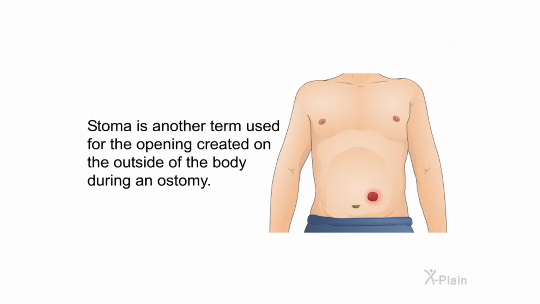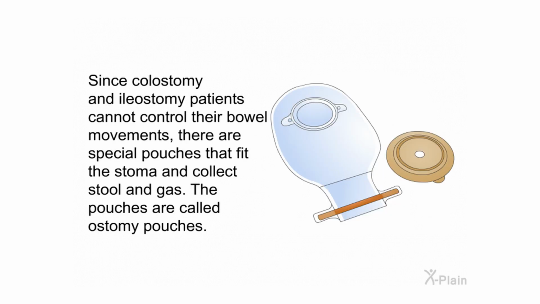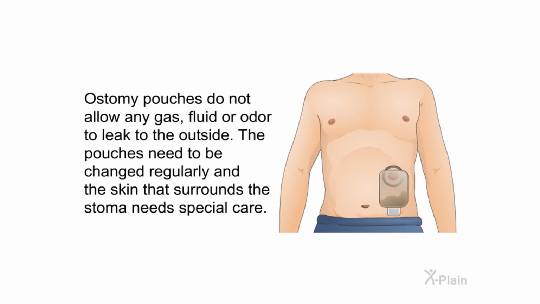Colostomy and ileostomy. Stoma is another term used for the opening created on the outside of the body during an ostomy. Since colostomy and ileostomy patients cannot control their bowel movements, there are special pouches that fit the stoma and collect stool and gas. The pouches are called ostomy pouches. Ostomy pouches do not allow any gas, fluid, or odor to leak to the outside. The pouches need to be changed regularly, and the skin that surrounds the stoma needs special care.